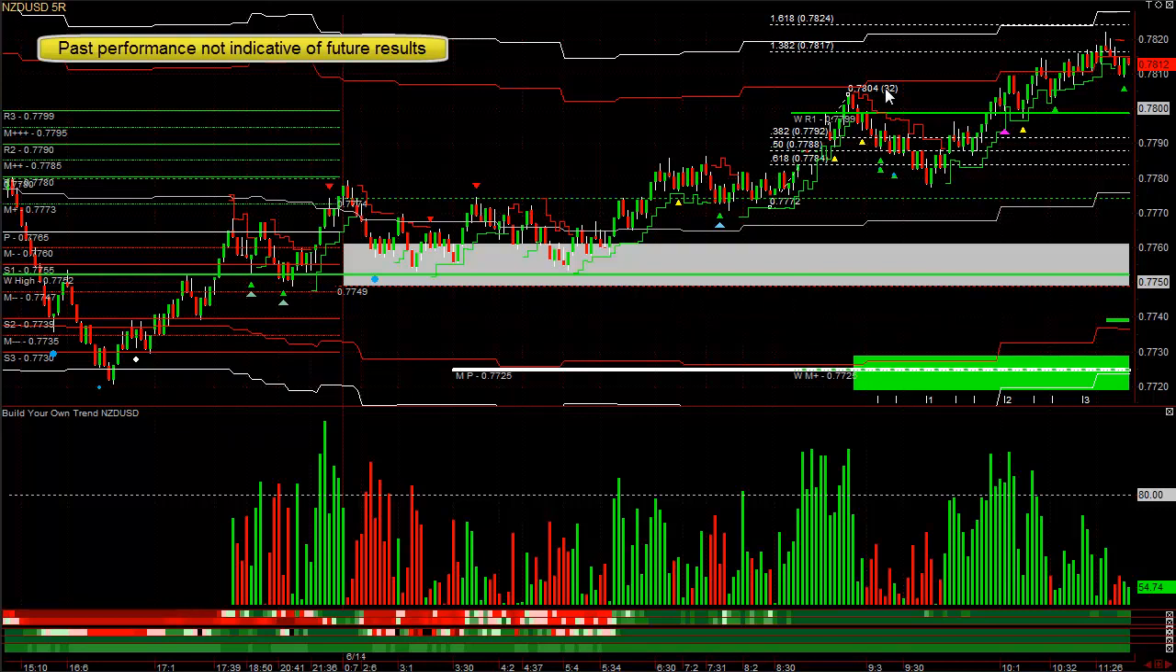We got a 32 pip move. You waited for a pullback. Let's say you bought it at 90. That's 17. It's 27 pips away. That's almost the distance of this from the pullback area. So seeing how many pips the previous swing was gives you a good potential profit target.